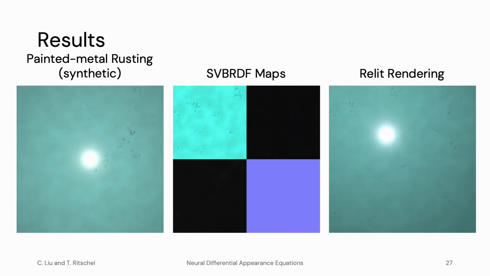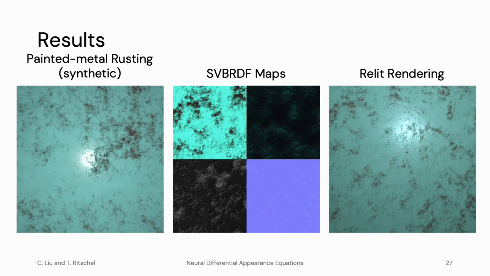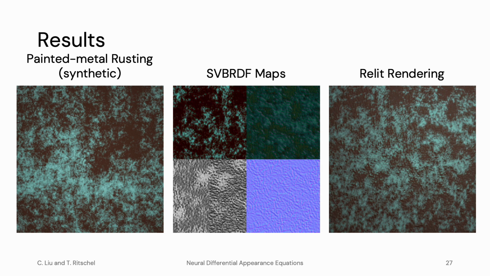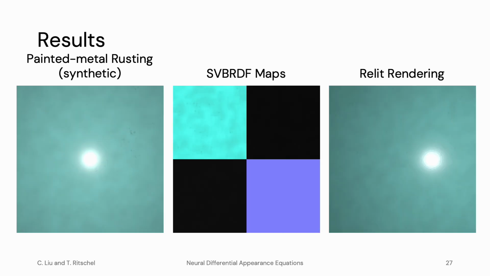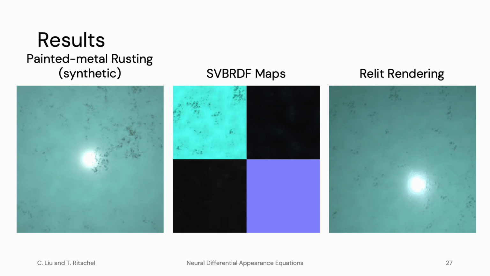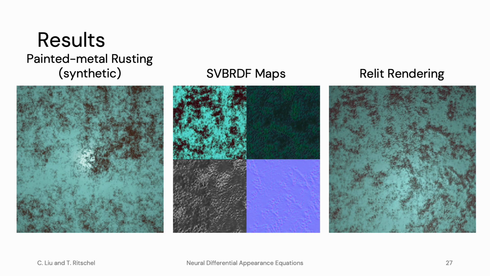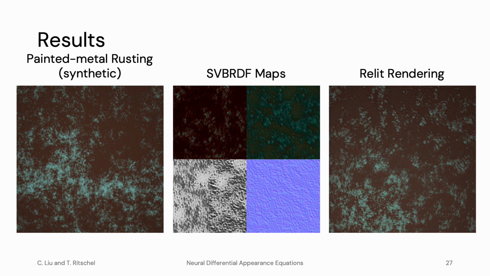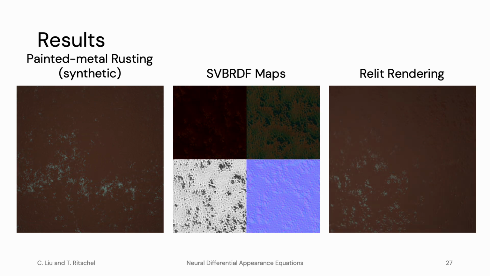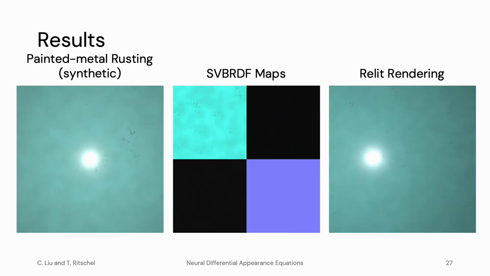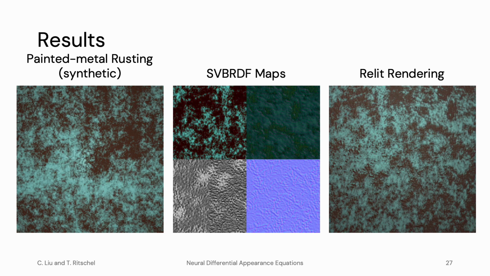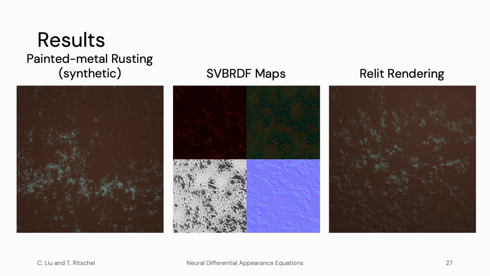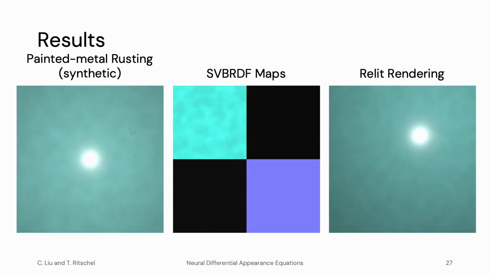So let me show some results. Here the leftmost is the input. This is a synthetic rusting data we create in Blender. The middle column is the dynamic SVBRDF maps we generate. It has a few insets representing the diffuse, specular, roughness maps and normal map. On the right is the rendering with novel lighting conditions. The dynamic BRDF maps well explain the rusting process. The roughness increases over time, and in the normal map, these rough bumps are gradually forming, just like real rust. And the final rendering looks realistic.